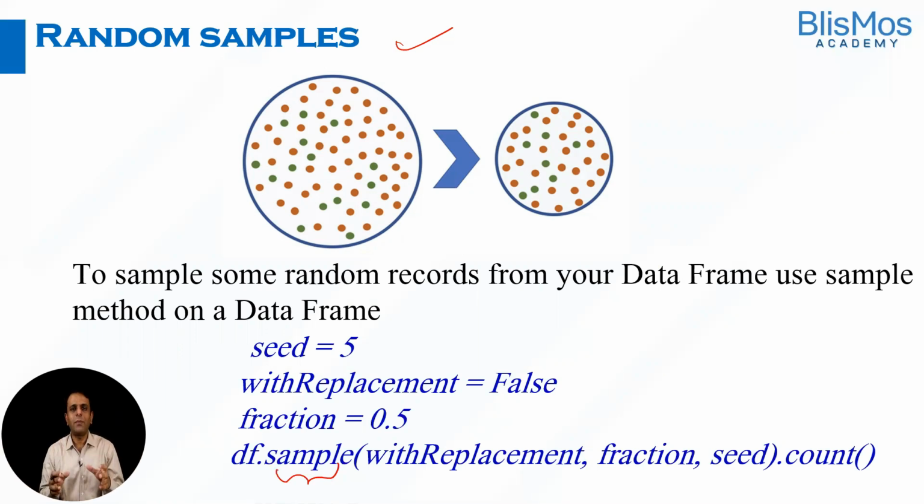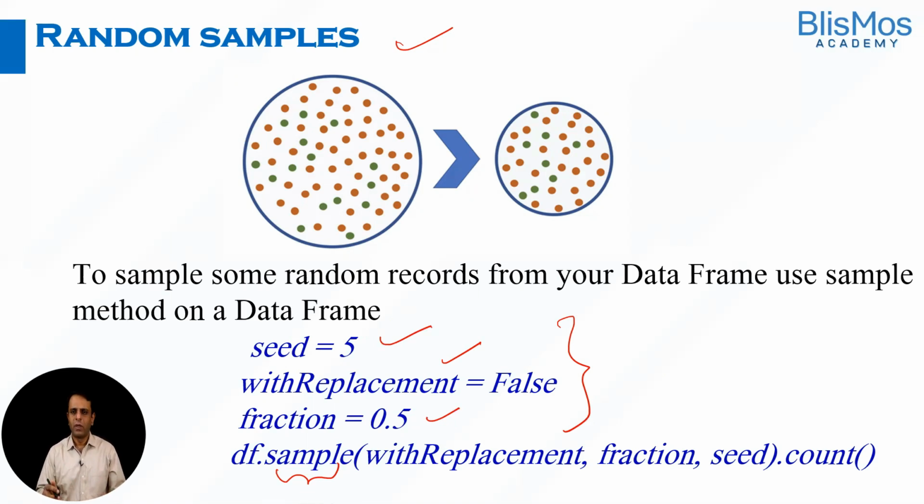We can do random sampling using the sample method, but to do that you need to specify three important factors. One is the seed value, the second is whether you want to do it with replacement or not, and third is how much of the data you want to sample, whether it is 50% or some other percentage. The seed value is specific to sampling. Whenever you do sampling, you need to provide the seed value. The second one is with replacement.